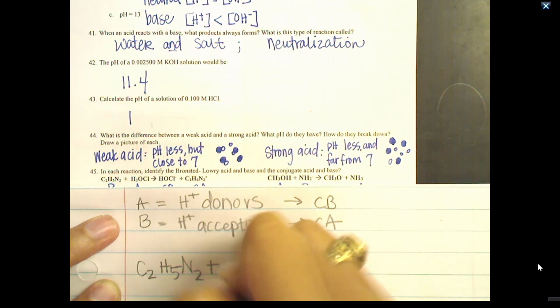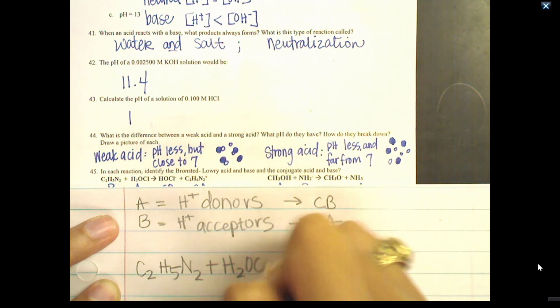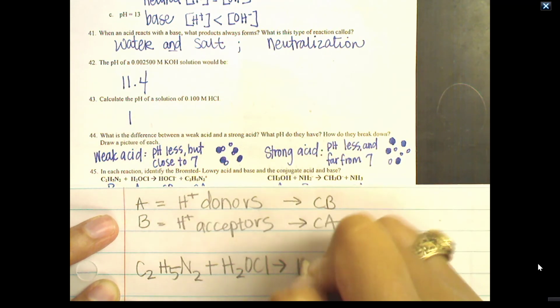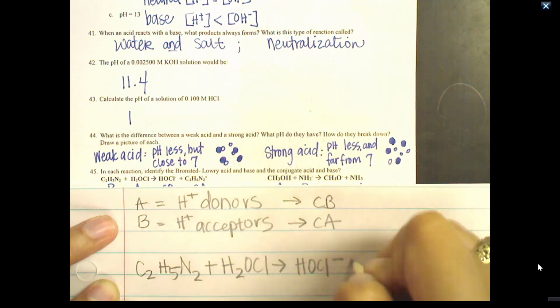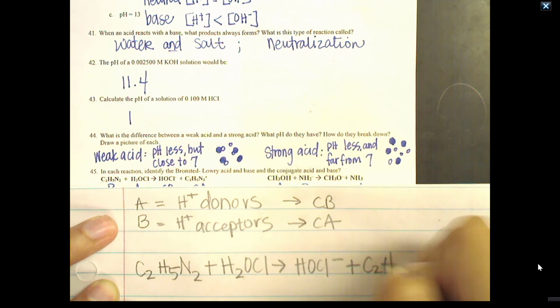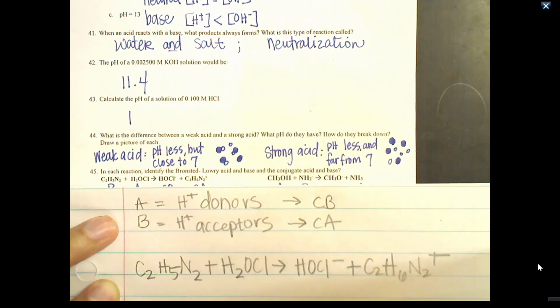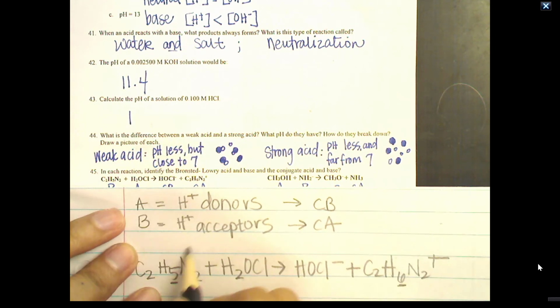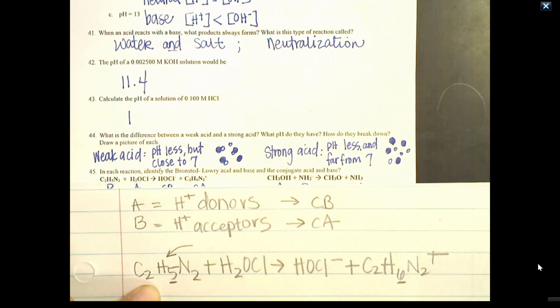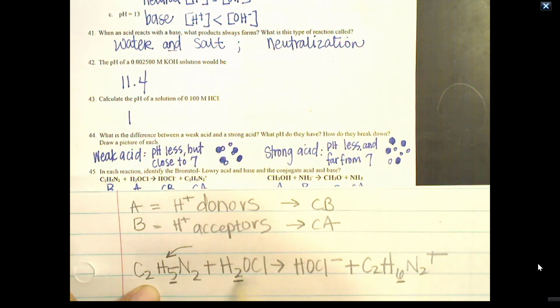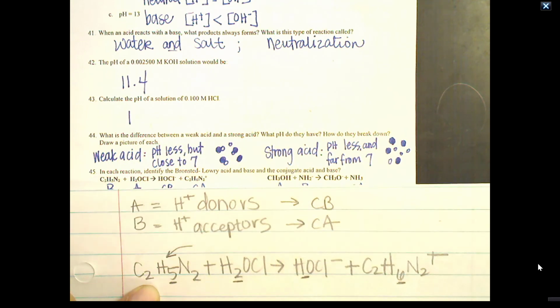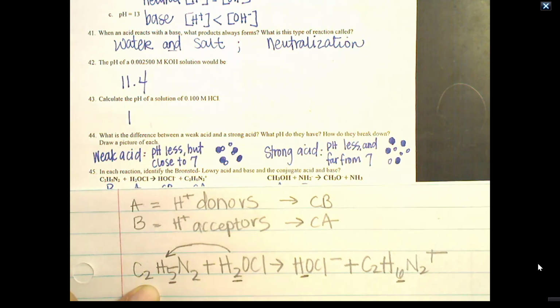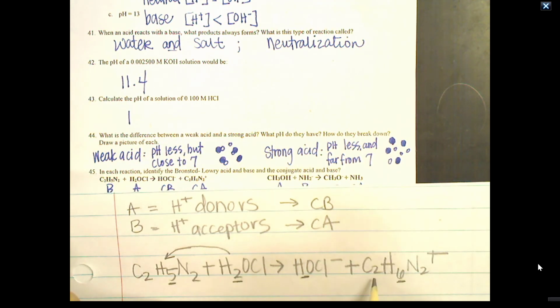So if we look at the first example, we have C2H5N2 plus H2OCl makes HOCl minus plus C2H6N2. We can see here that on the left side I have H5 and on the right side I have H6. That means that this is going to be receiving a hydrogen. Here there's H2 and there's only H1 on the right side, which means it's getting rid of a hydrogen. So we use the right side to figure out what's happening on the left.